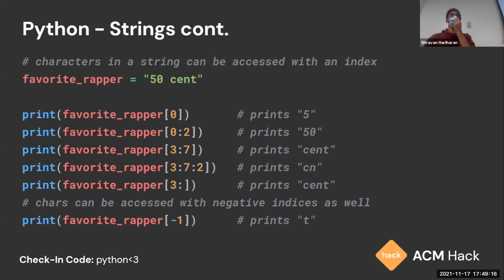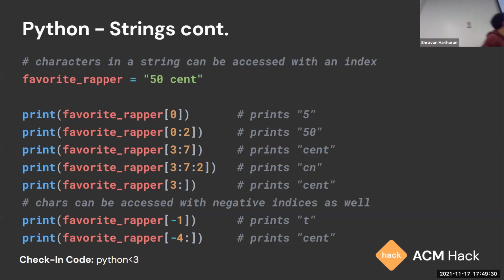Like with lists, we can access elements in negative order. So we could do -1 and that would return T. And -4 to the end, this is a little kooky, but this would also print cent, because T would be -1, N would be -2, E would be -3, C would be -4. So -4 to the end would print cent.